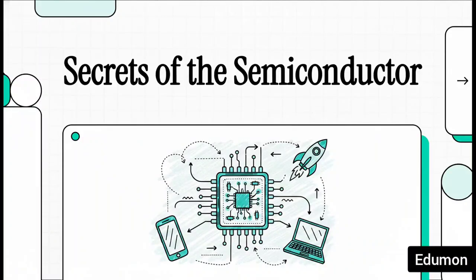Welcome to The Explainer. Today, we're diving into the tiny secret that powers basically everything in our digital world, the semiconductor. It's the unsung hero tucked away inside your phone, your computer, even in spacecraft, and we're about to uncover the atomic level hack that makes it all work.